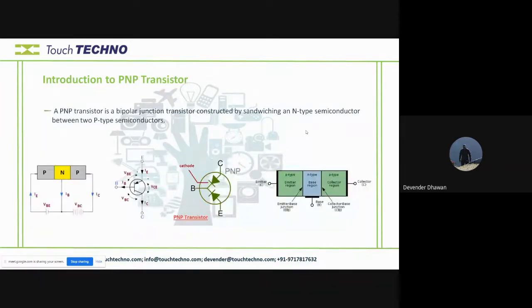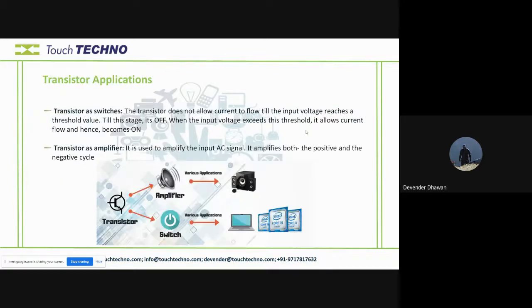Then we have PNP transistor, which is also something similar, but yes, obviously there are two P and there's N in between. And in the previous one, there was one P and two N. Then transistor applications are as switches or as amplifiers. So there are two applications, and in most electronic devices, you will find one of these present.